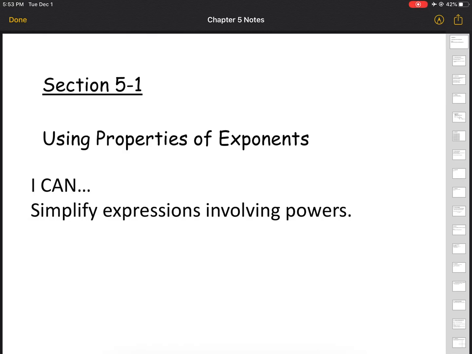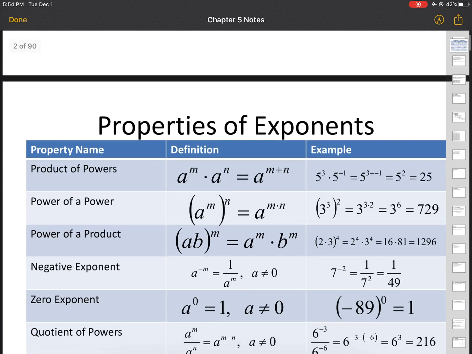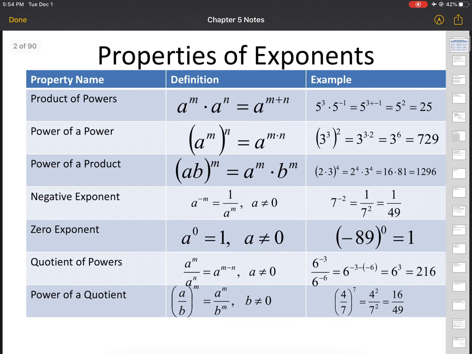Okay guys, this is section 5.1. In this section, our goal is to be able to simplify expressions involving powers. So, we have the properties of the exponents that you should probably have seen back in Algebra 1.